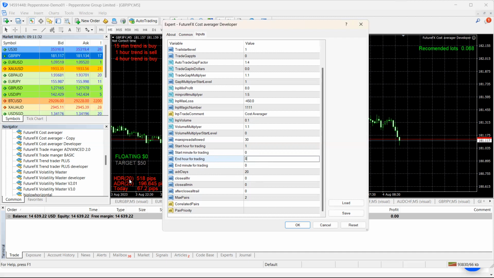Then there's the number of days, so you can just change that. That's just going to change the number of days that it's calculating the average daily range and the highest daily range from. I pretty much just leave mine on 20 all the time.